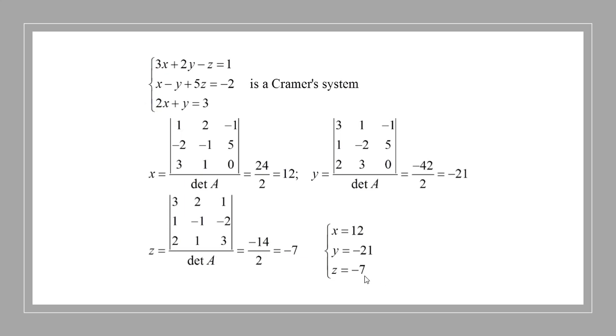So this is the way to find the values of x, y and z by using the Cramer rule.